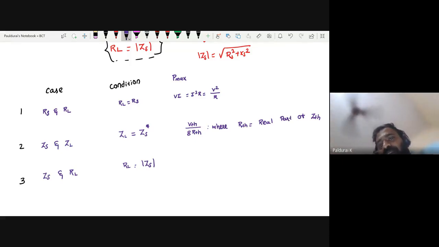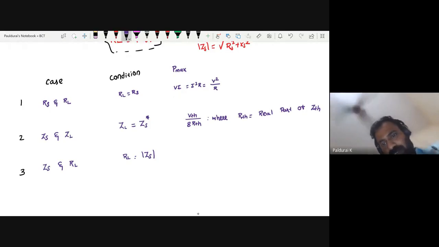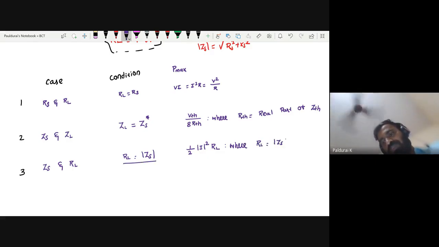Okay, understand what it says. We will solve problems. Here the formula is, for case 3, half times... you want to find the magnitude of I squared R formula. Here it is half times, you want to take the load RL. Where RL, for case 3, what is RL? RL is nothing but the magnitude of source.